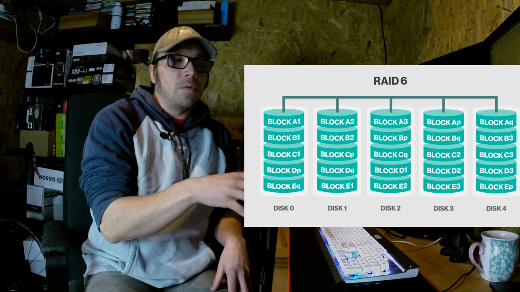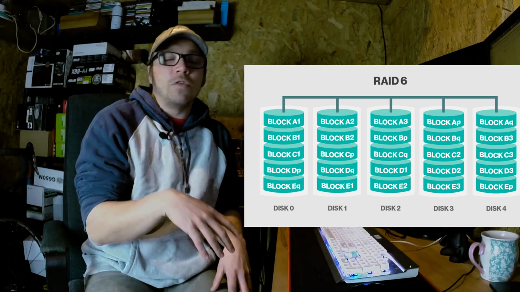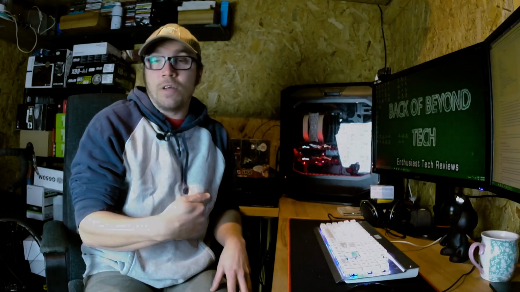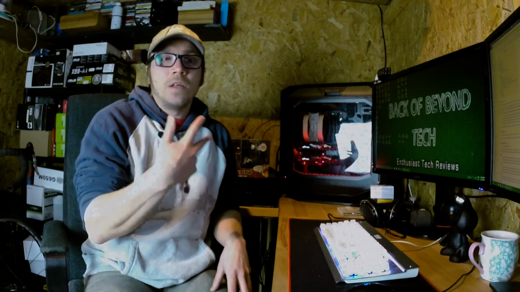So in the scenario we were thinking about a minute ago, where one of your drives dies and you're in the middle of rebuilding your array, you can afford for a drive to die during that rebuild, because two drives can fail in a RAID 6 array and it's still rebuildable.